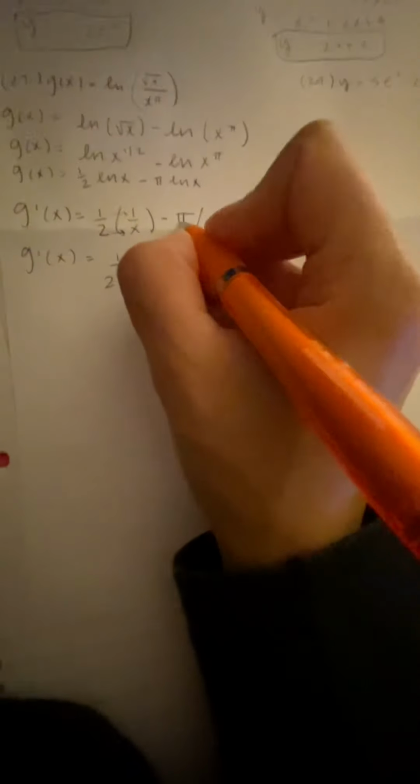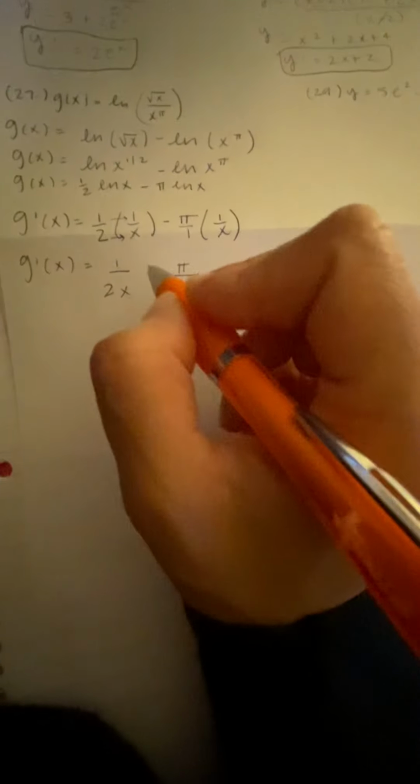This is a very common mistake. A lot of people think of pi as a variable. So please don't do that. Fraction times a fraction, multiply straight across. 1 times 1 is 1, 2 times x is 2x, minus, you can either make this a fraction too and multiply straight across. Pi times 1 is pi, 1 times x is x. So that's my derivative, 1 over 2x minus pi over x.